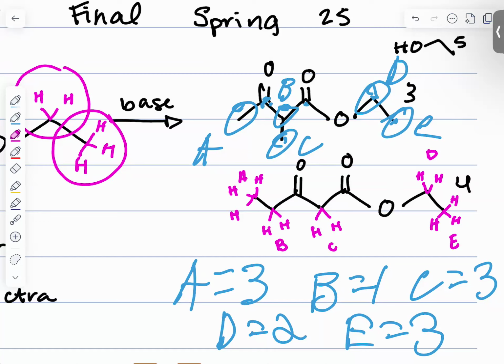After you've identified how many signals you should have, you can then go through and figure out what the intensity of each of them is. The intensity is telling us how many protons are in each signal. So for A, we have 3. For B, we have 2. For C, we have 2. For D, we have 2. And for E, we have 3.